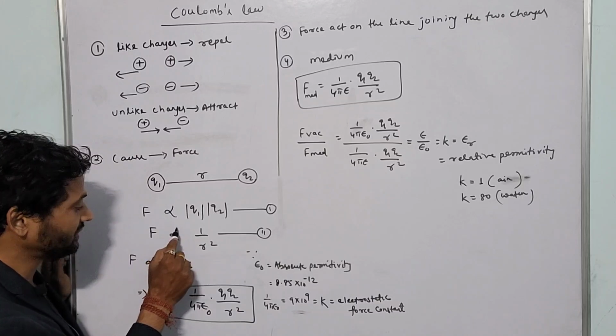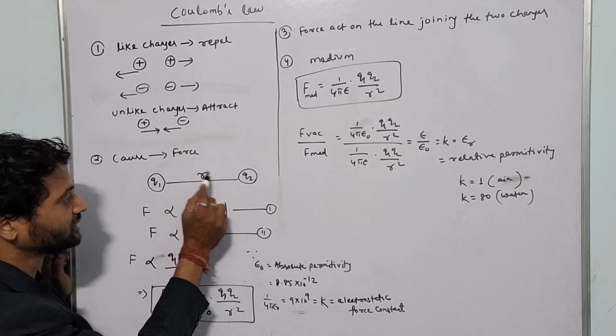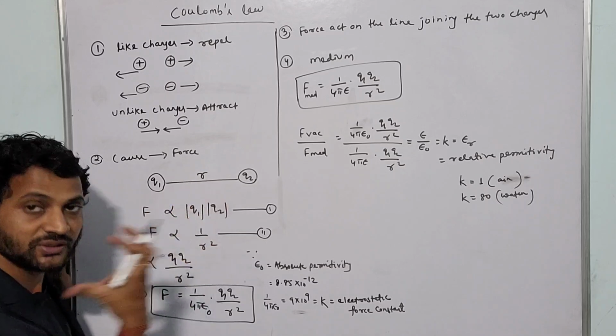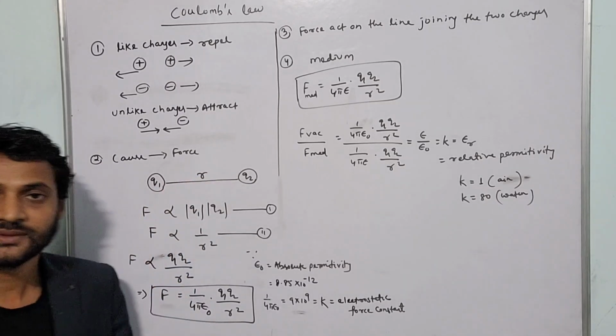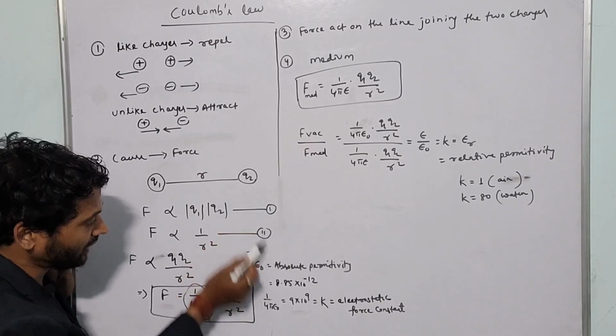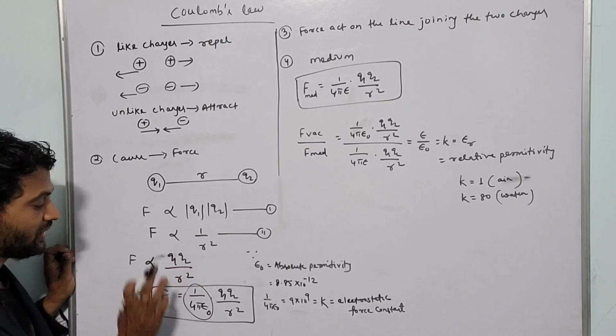And also that force is inversely proportional to the square of distance between them. मतलब more will be the distance, less will be the force, and less will be the distance, more will be the force. Clear? Okay, from equation 1 and 2, we can write F is proportional to Q1 Q2 by r square.